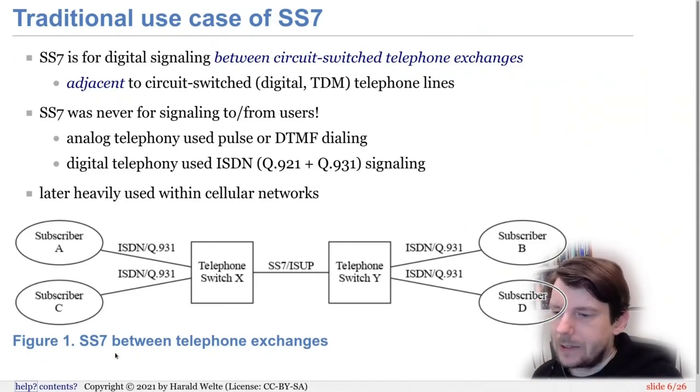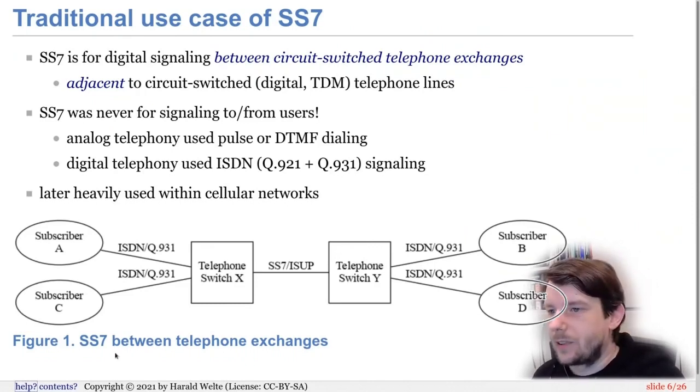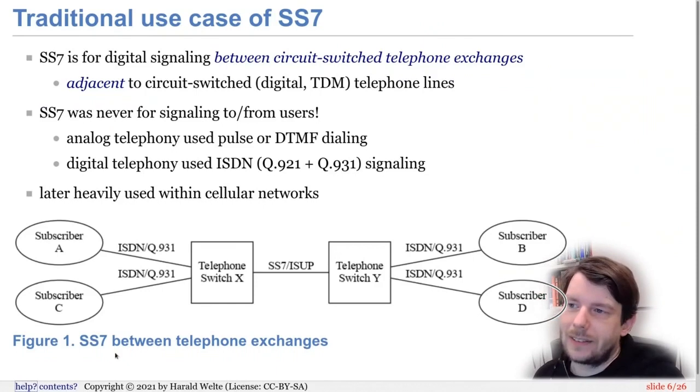So in the diagram you see at the bottom, you have subscribers at the left and the right end. In this case, these are ISDN subscribers. They use Q931, also known in Europe as Euro ISDN, as a signaling protocol towards the telephone exchange or telephone switch. And the telephone switch then connects to other telephone switches over SS7 and uses the ISUP application level or user level protocol to convey signaling to other telephone exchanges.